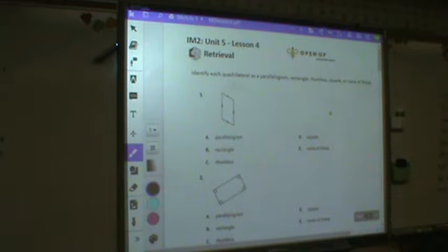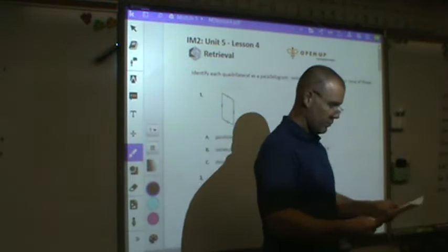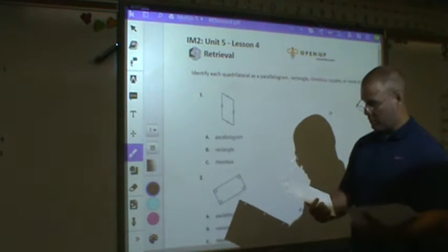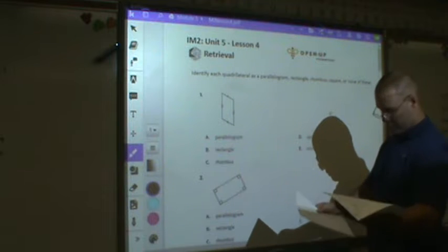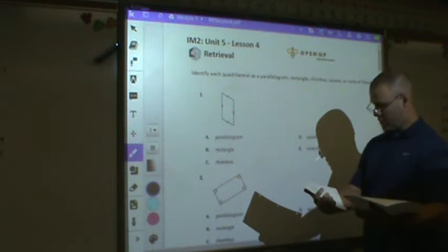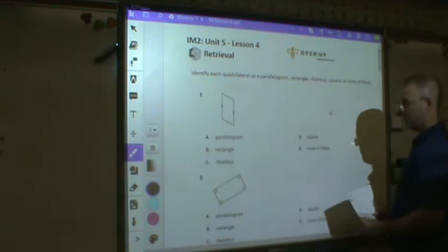All right, this is Unit 5, Lesson 4. This is going to cover the retrieval and the ready and the go, which is essentially pages 26, 27, 28, and 29, where 28 is blank. So I'm going to give you a quick heads up on how to do this.